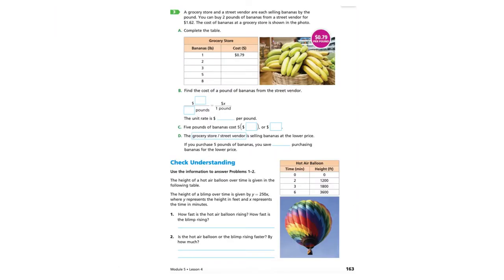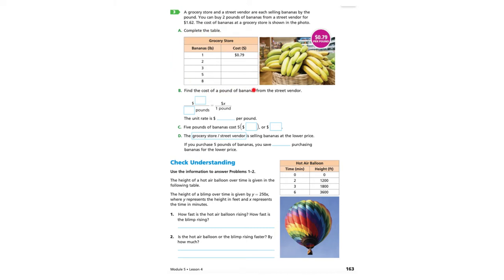So here we have number 3. It's this last question in the Step It Out. A grocery store and a street vendor are each selling bananas by the pound. You can buy 2 pounds of bananas from a street vendor for $1.62. The cost of bananas at a grocery store is shown in the photo. So here they tell you at the grocery store it's 79 cents per pound. So here's the grocery store.